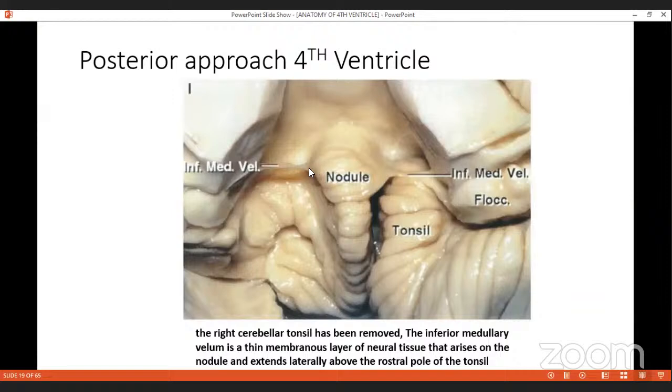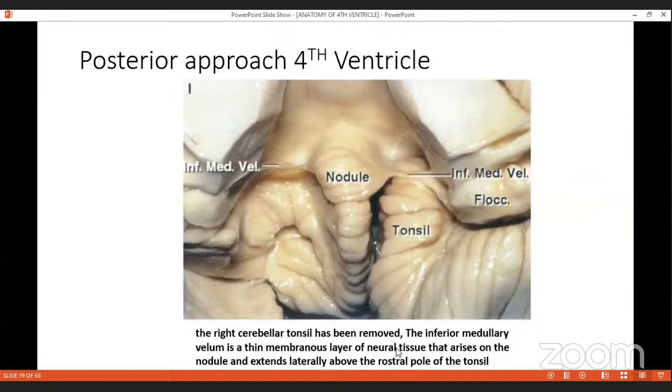From the nodule, a thin white matter band arises, which is called the inferior medullary vellum, and it goes on laterally and gives its attachment to the flocculus of the cerebellum. So this forms the flocculonodular pathway of the cerebellum. This inferior medullary vellum is basically the roof of the fourth ventricle in the inferior slope.